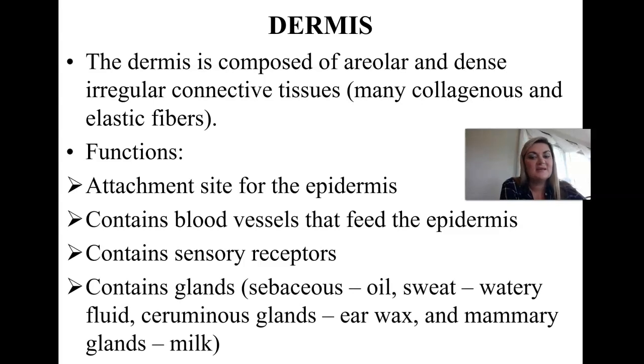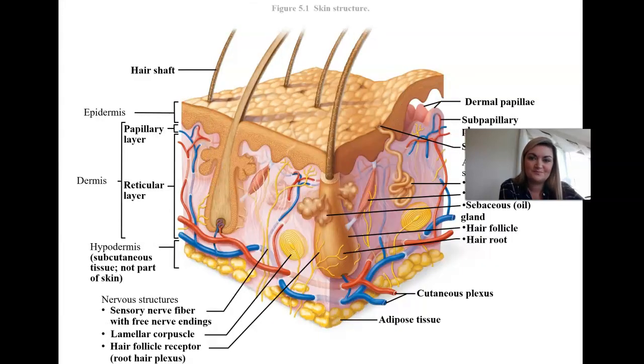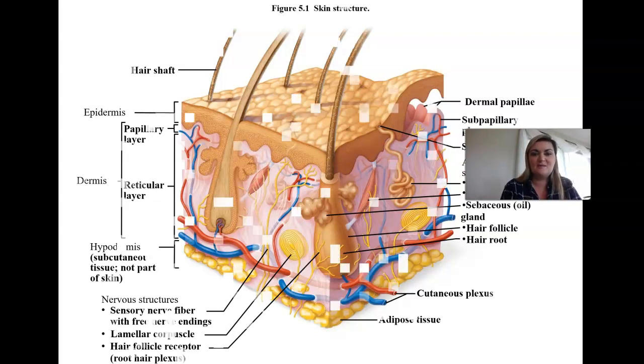It's going to contain glands such as sebaceous glands. Those are going to be your oil. You have sweat glands, which are watery fluid, ceruminous glands, which are there for earwax, and mammary glands, which create milk. So looking back at the hair diagram that we talked about, or the skin diagram we talked about, you'll see these different types of glands throughout the skin.